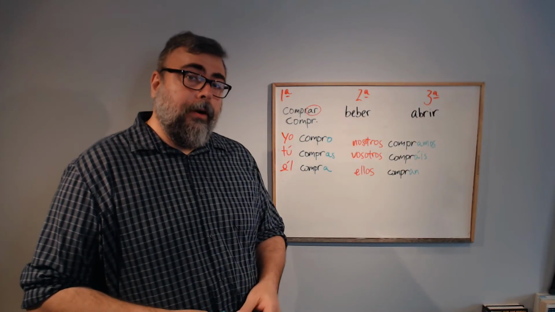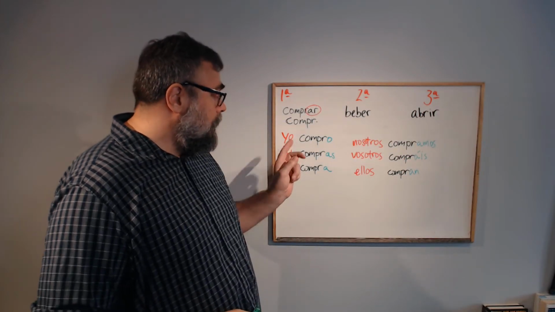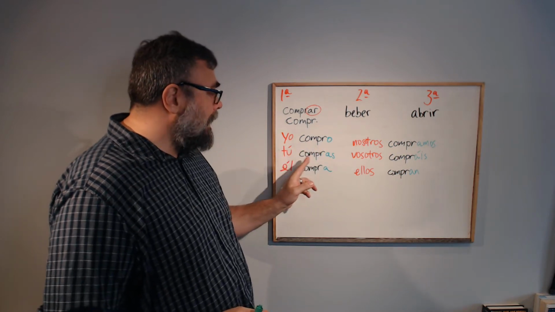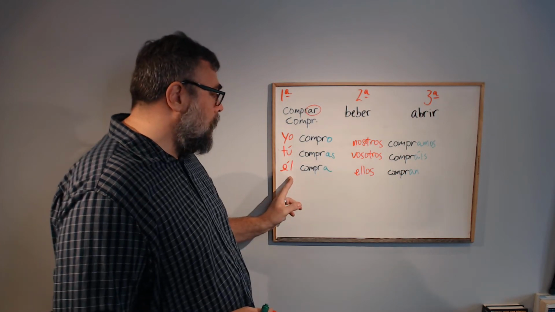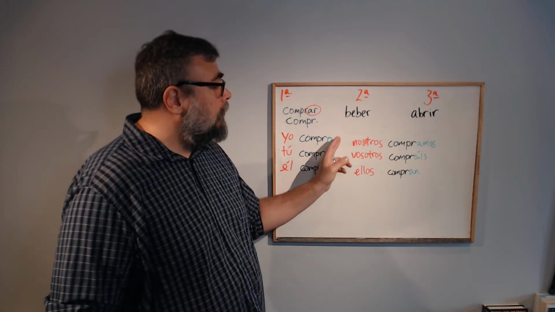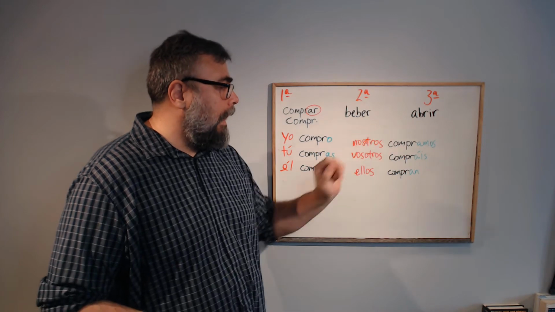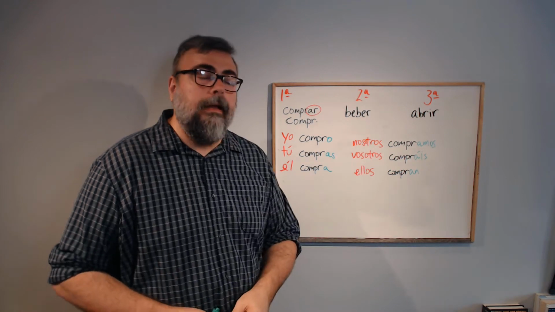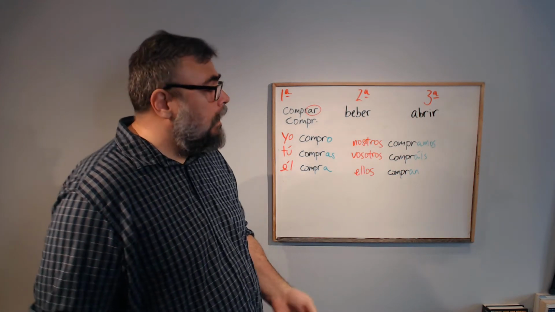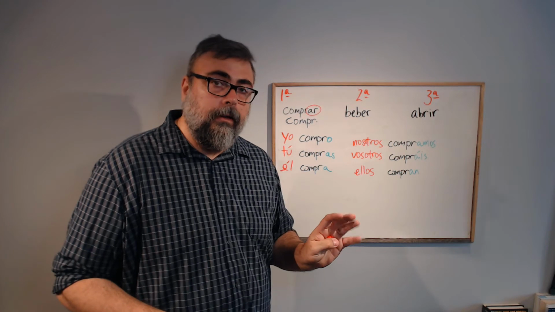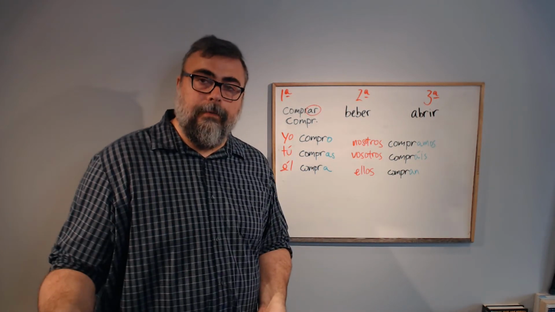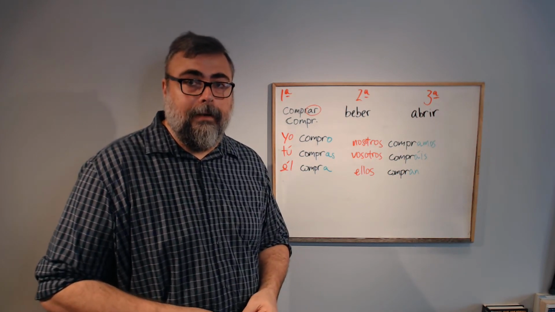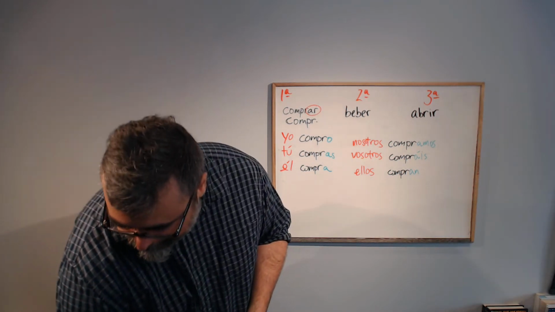So let's make sure that we're clear on what's happening here. Yo compro means I buy. Tú compras, you buy. Él compra, he buys. Nosotros compramos, we buy. Vosotros compráis, y'all buy. Ellos compran, they buy. Okay? If you need to be taking extra notes, be doing so, and you're welcome to pause the video at this point. In fact, I'm going to pause the video at this point.